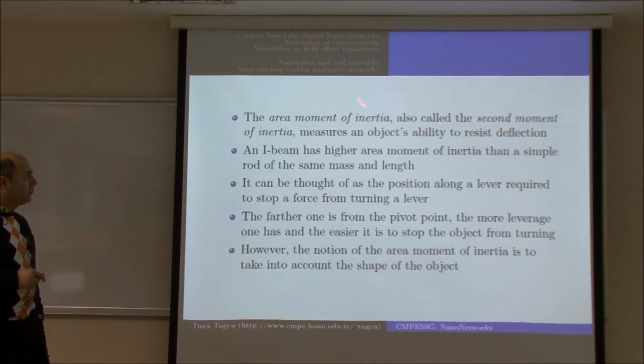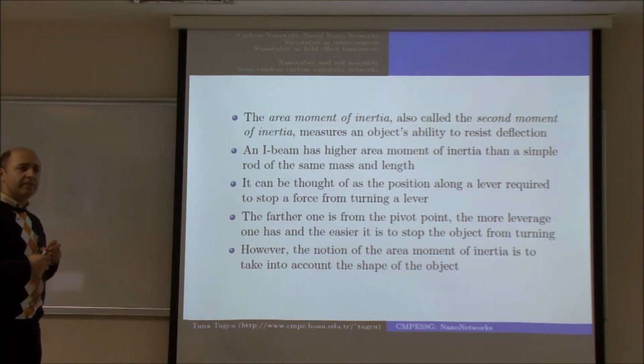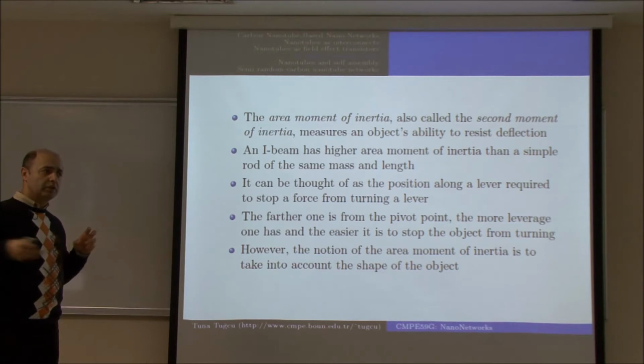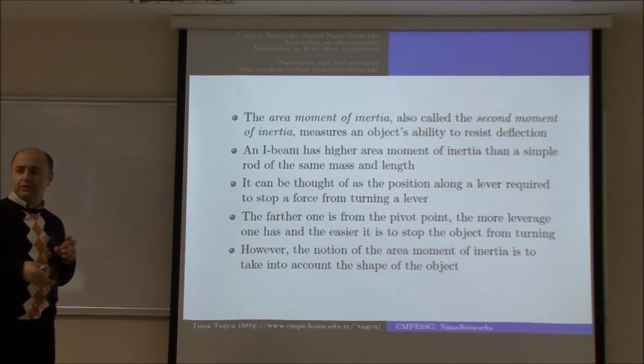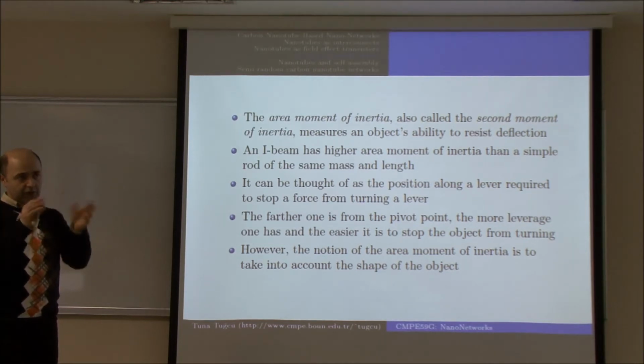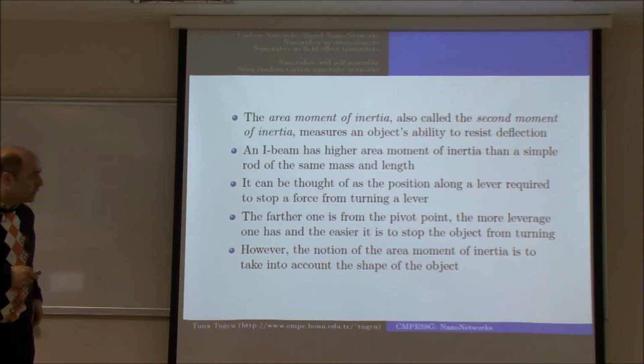So the area moment of inertia, which is also called the second moment of inertia, actually measures an object's ability to resist deflection. Okay? So do you know what an I-beam is? This is just like the rail on the railroads. If you look at the cross-section, it looks like the capital letter I, or if you look at it the other way around, depending on how you scale the size, it also looks like an H. Okay?